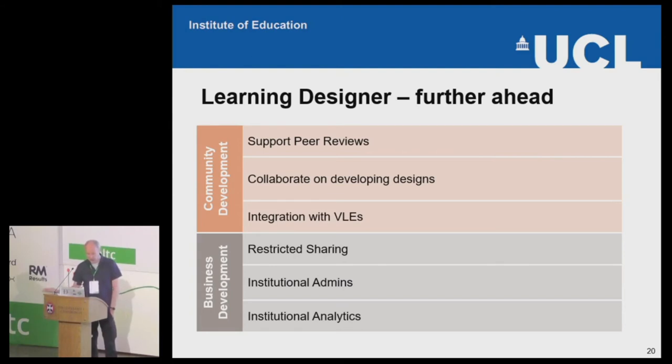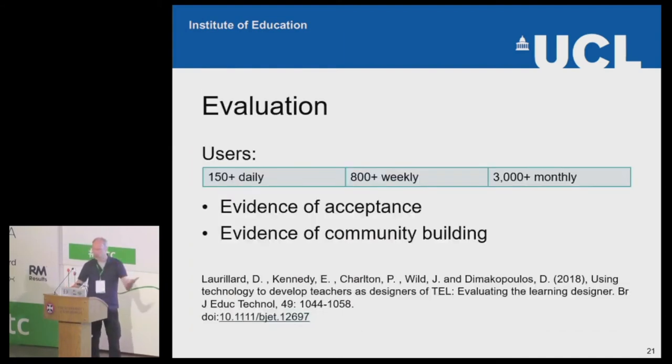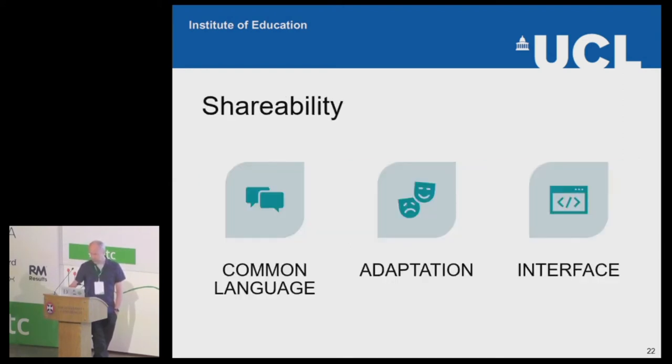Then we want to develop the community. We want to enhance peer review functionality in the learning designer so that people can collaborate on the learning designs. And then in the long term, we also want to monetize this with a paid plan for institutions so that institutions can have a walled garden and their own review processes and so on. So currently we have 150 daily users, more than 3,000 a month. And we do have evidence. There's a paper linked that tells you quite a lot of detail about what the responses to the learning designer were in the past few years.